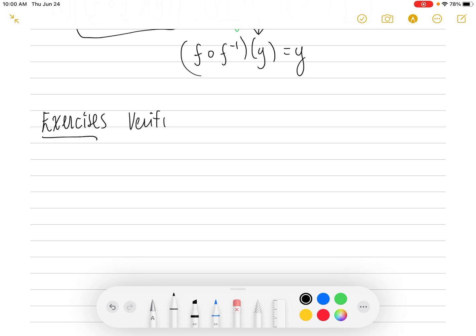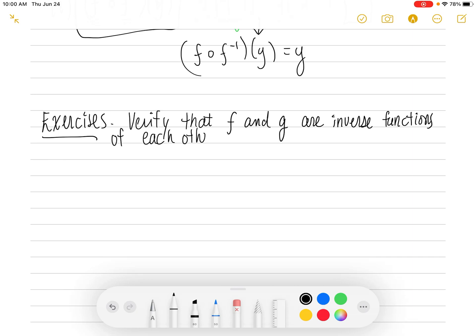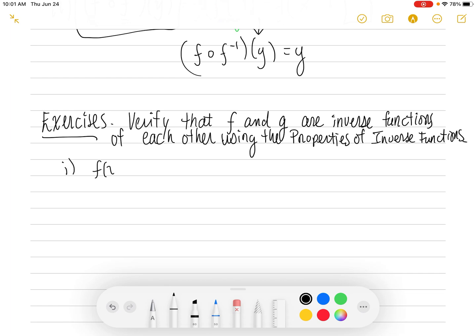So let me do some examples of that. I'll do a couple of examples. Let's verify that f and g are actually inverse functions of each other using the properties of inverse functions.